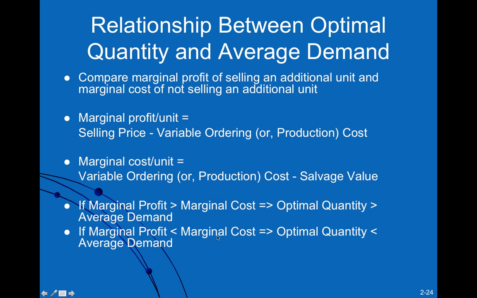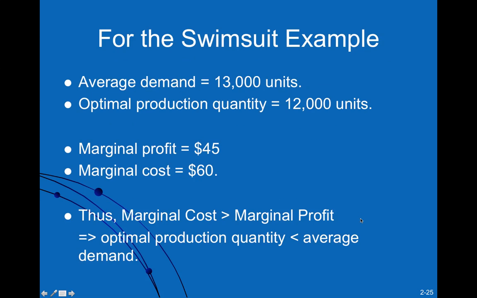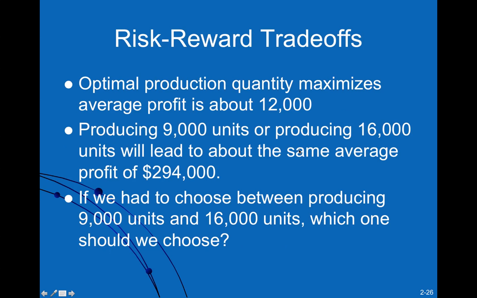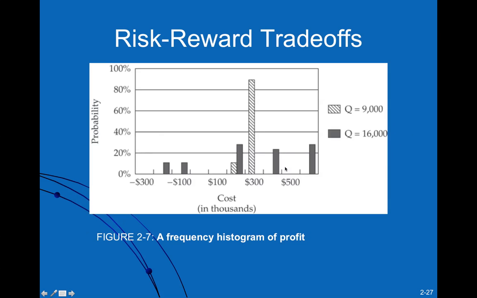But if your marginal cost is greater than marginal profit, then your quantity should be less than your average demand. And of course, if your marginal cost is equal to your marginal profit, then the optimum decision is really the average demand. All right, and that could be shown rather easily. We have an example already given to us here that I will go over in a separate video where you could actually see the calculations.